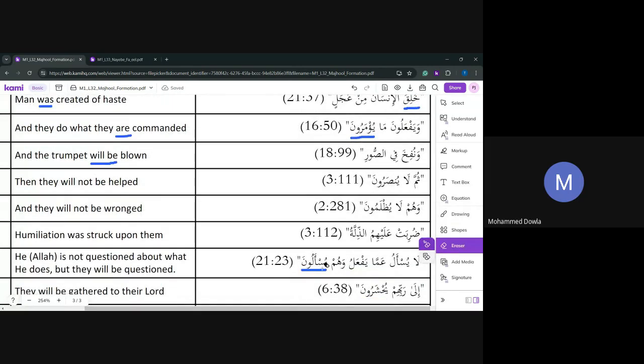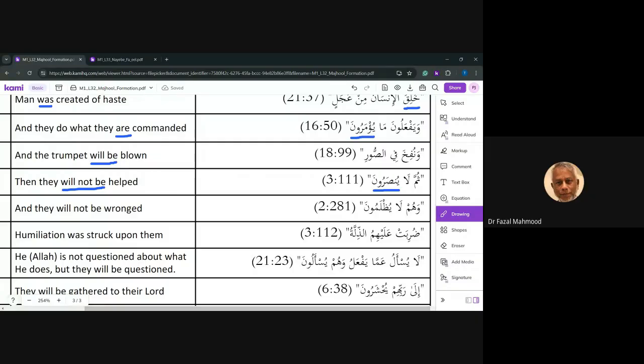Yunsaruna. Then they will not be helped. Sister Bushra, mark it. They will not be helped. Because of la, fine, but get the point. They will help is the Maruf form, active form. They will not be helped is a passive form. Will be is the passive meaning maker here.